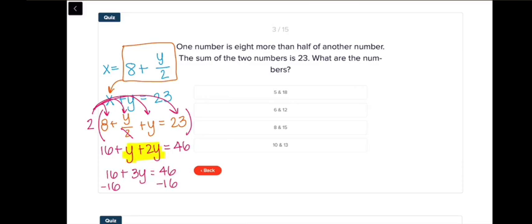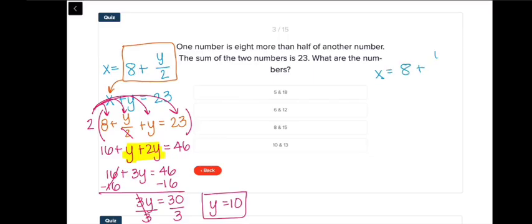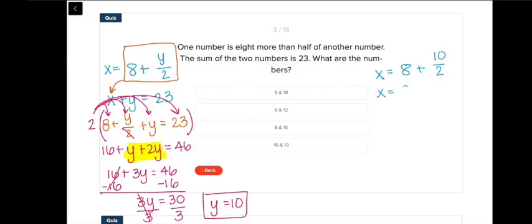We subtract 16 from both sides, and we get that 3y is equal to 30. We divide both sides by 3, and it turns out that y is equal to 10. But they want to know what both numbers are. So now let's get x. We have an equation that tells us that x is equal to 8 more than half the other number. So now that we know that y is 10, I'm going to replace it here. So I'll have that x is equal to 8 more than 10 divided by 2, which is 5, so x will equal 13. So the two numbers are 10 and 13.